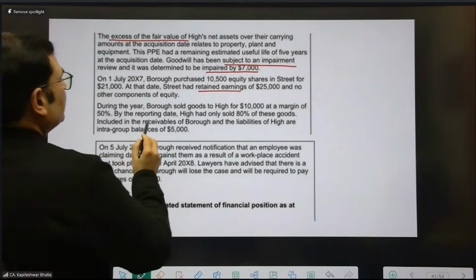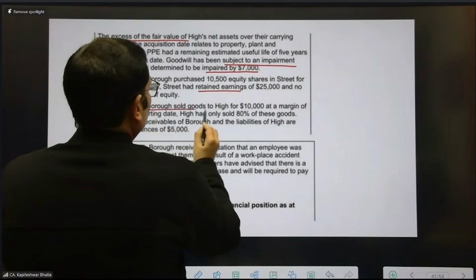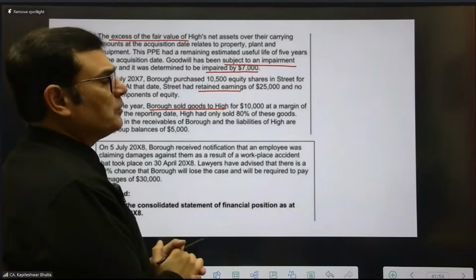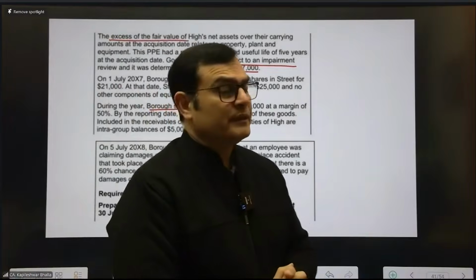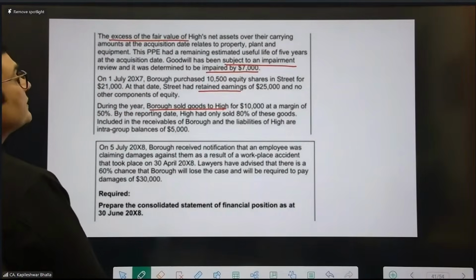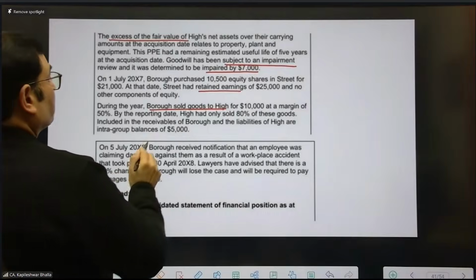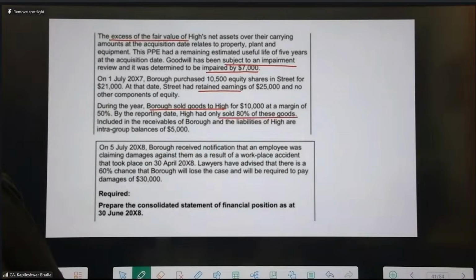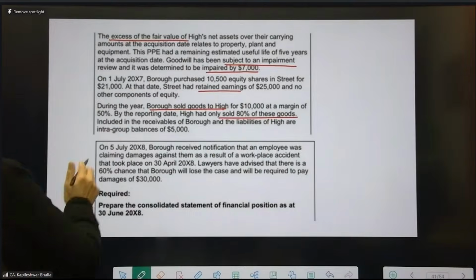Then he says during the year, B sold goods to H. So B sold goods to H would mean that it's downstream in nature. It says at a margin of 50%. And then it says by the reporting date, it sold 80% of the goods. So 20% is still unsold.